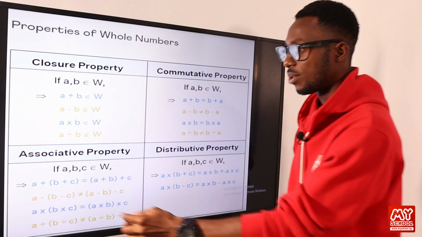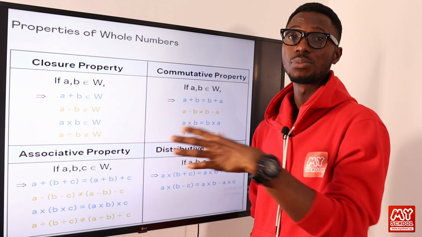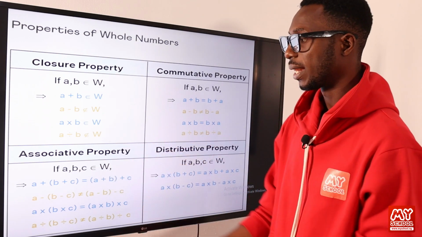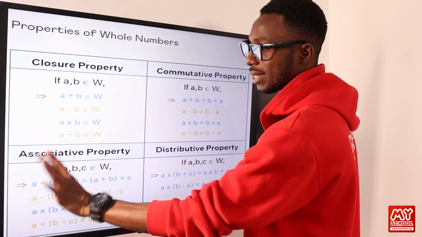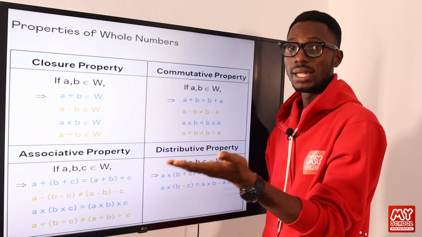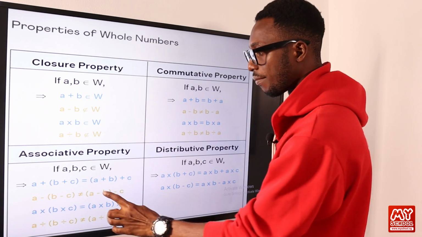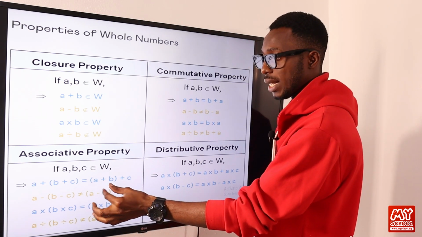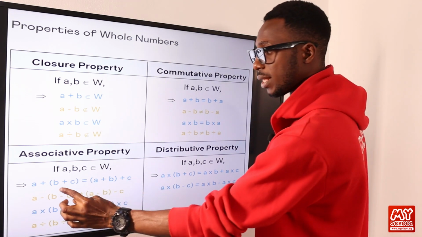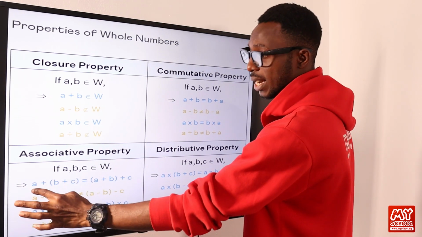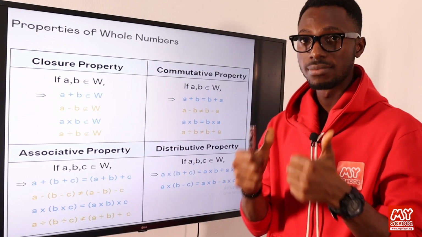So look at this. We've taken A to be 3, B to be 4, and C, let's say, to be 5. So let's make that happen. This is 4 plus 5, that is 9. 9 plus 3, that is 12. So let's check if it's actually applicable when you rearrange your parentheses. We have 3 plus 4, that is 7. 7 plus 5, that gives us 12. So we get 12. So addition under the associative property is a go.